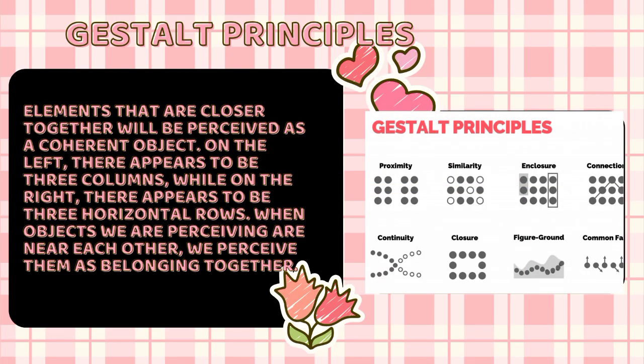Let's now talk about the Gestalt principles. Elements that are closer together will be perceived as coherent objects. On the left, there appear to be three columns, while on the right, there appear to be three horizontal rows. When objects we are perceiving are near each other, we perceive them as belonging together. The Gestalt principles are psychological theories that describe how humans perceive visual elements as organized wholes rather than individual parts.